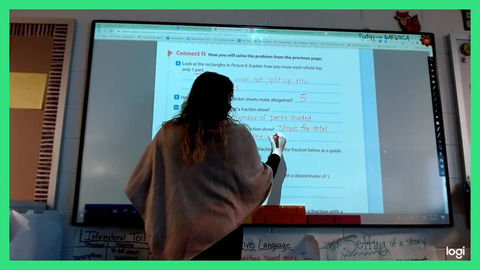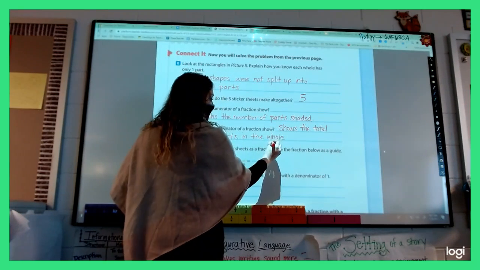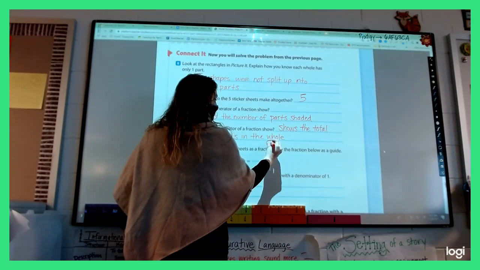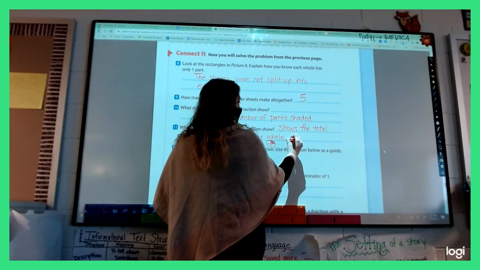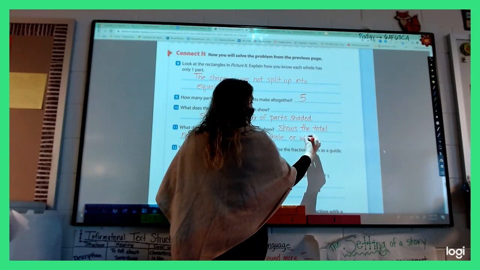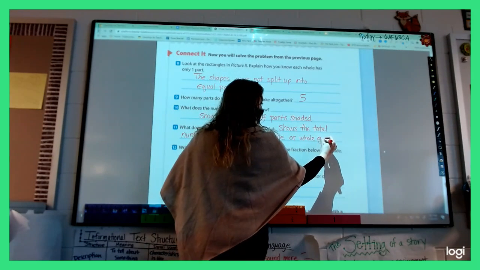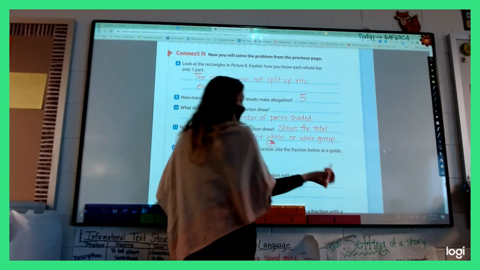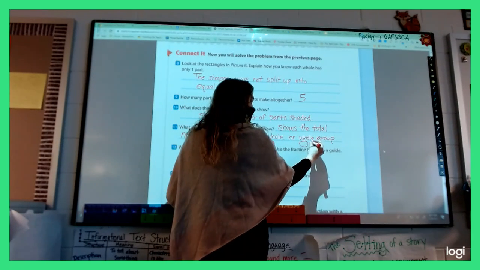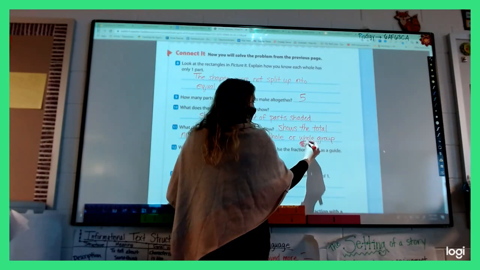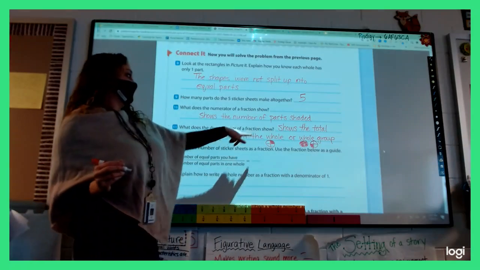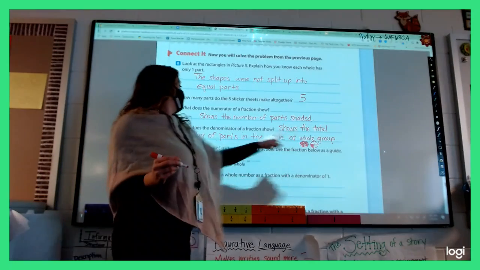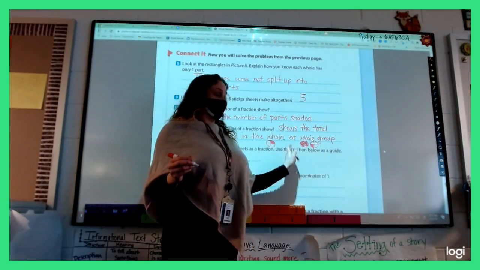In the whole. So that would be like if I just had one shape split up. Okay, so that would be that example. In the whole or whole group, and I'll show you what that means. So the whole group would be if I had like 2 pies like we talked about yesterday. And let's say I had 5 of them shaded. So my numerator, or my denominator, sorry, shows the total number of parts in the whole group, right?